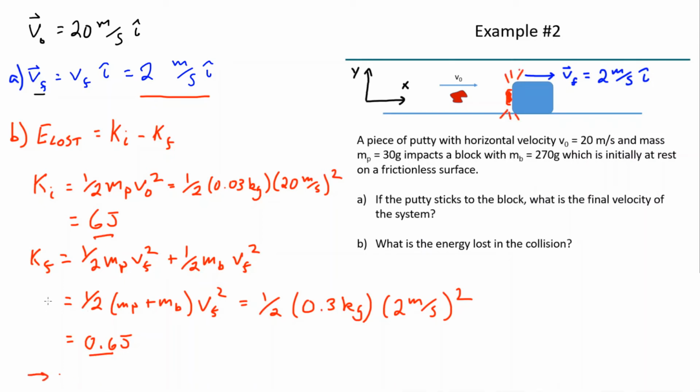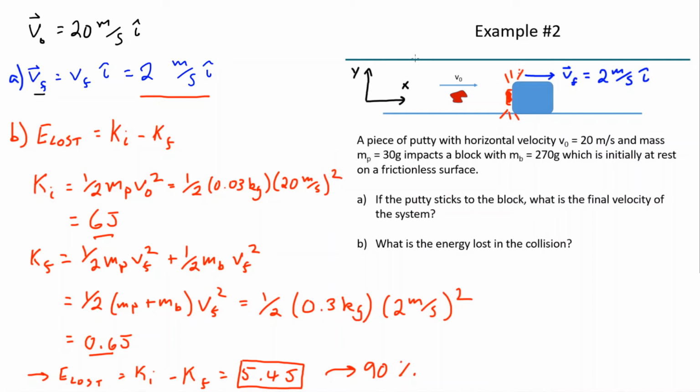So from this, I find that the energy lost, which is K initial minus K final, equals 5.4 joules. I start out with 6 joules, I lose 5.4 joules, I'm left with 0.6 joules. It's pretty easy to see that 90% of my energy gets lost in this collision. So where does this energy go?